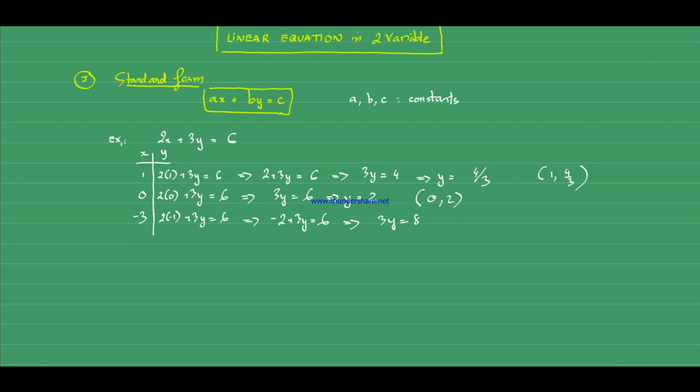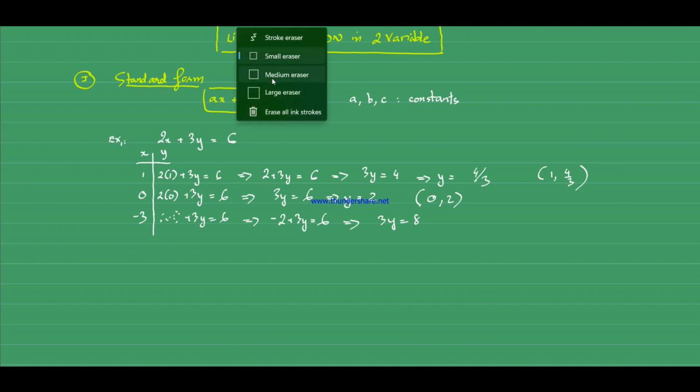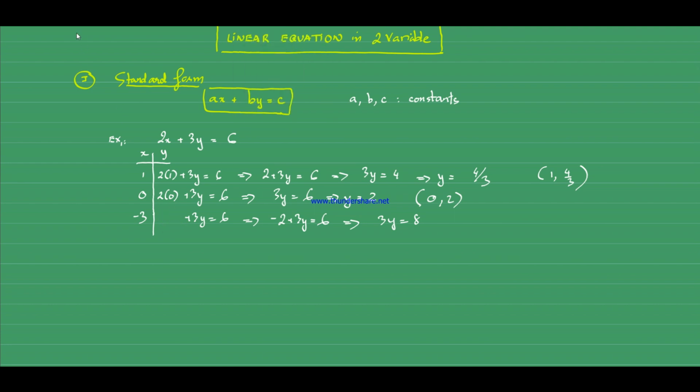So we have 2 times negative 3, so you're going to end up with negative 6, and over here you're going to add 12, so 3y equals 12 and y equals 4. So when x equals negative 3, y equals 4.